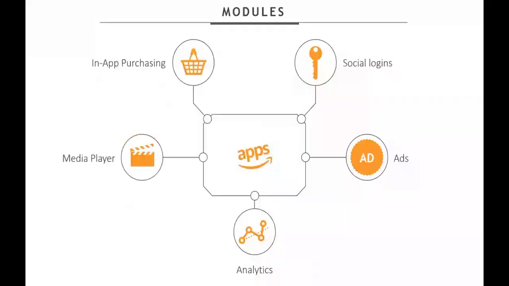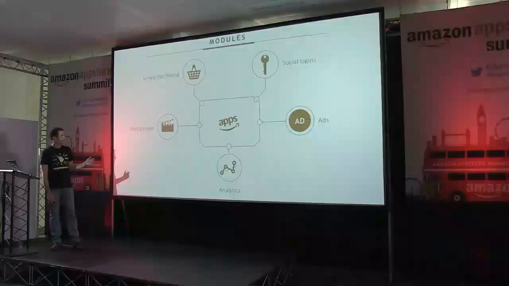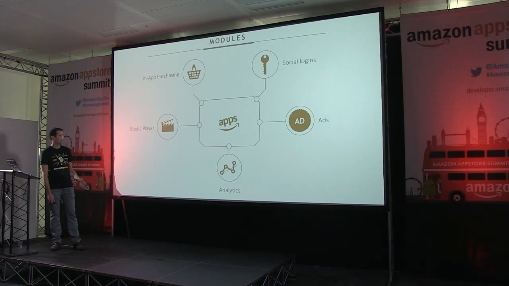This shows the module interface. So many of these features are based on modules. So there's custom interfaces written for each one of these. You can use some of the ads that are included with the Fire App Builder. If you have your own custom ad platform, you can write to our interface and use it. You don't need to rewrite the rest of the app. You can plug in your own module and go from there. The same for these other things. There's various analytics, in-app purchasing, social logins, and media player. You can use ours or write your own.